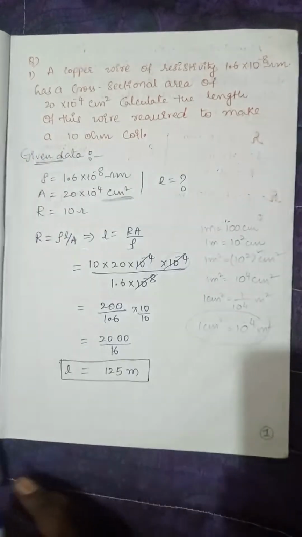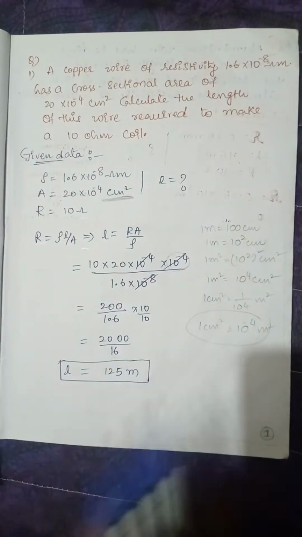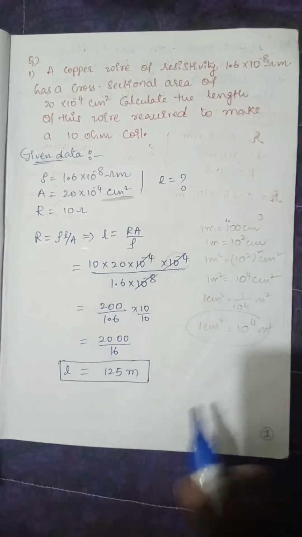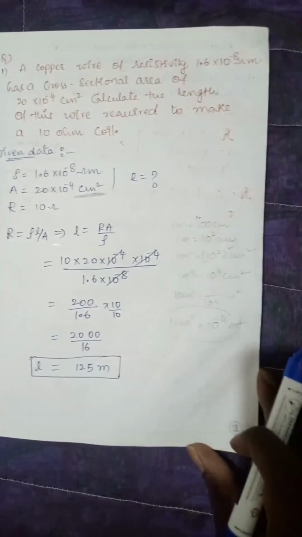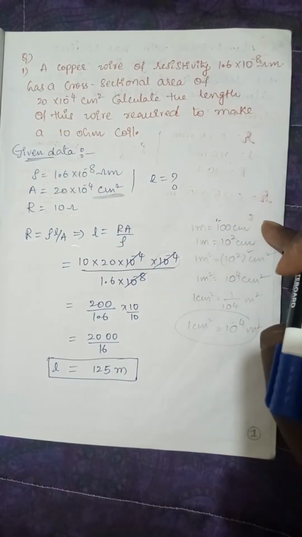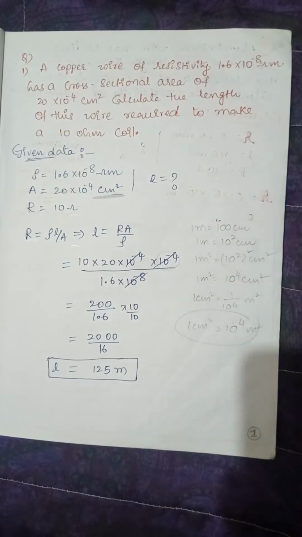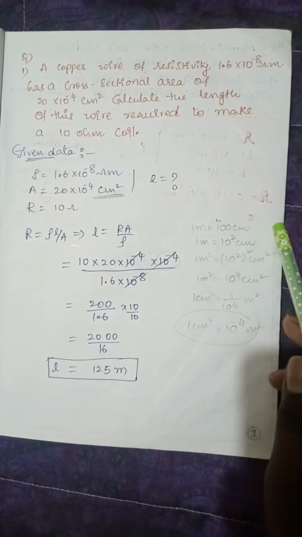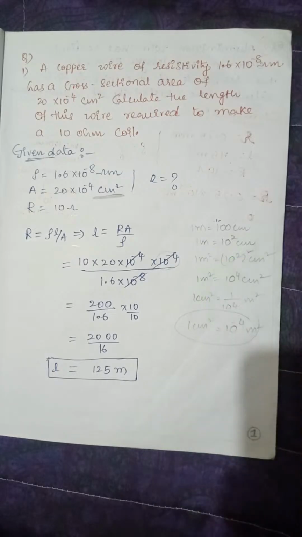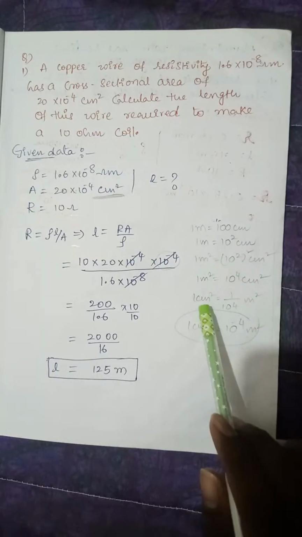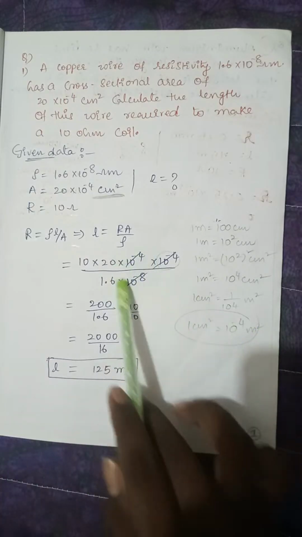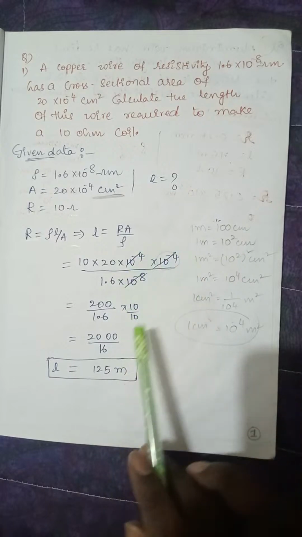So how much you'll get, you see here. You can check the answer. So L equal to RA by rho. We solved as it is. You can see the calculation here. I explained everything on the side of the problem. 1 meter equal to 100 centimeter. 1 centimeter square equals 10 power minus 4 meter square. So you are substituting here, all the data will get cancelled, then you got the answer.